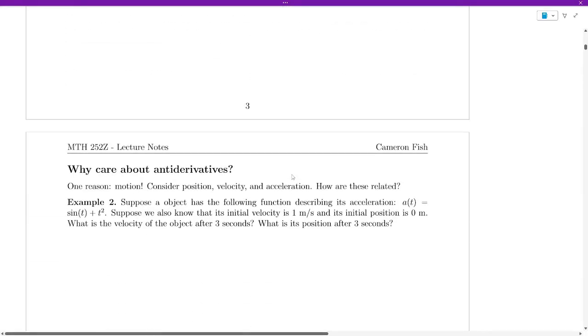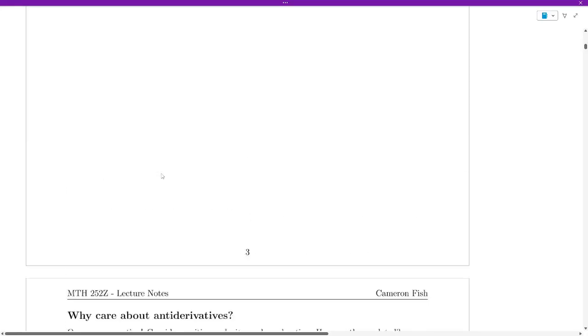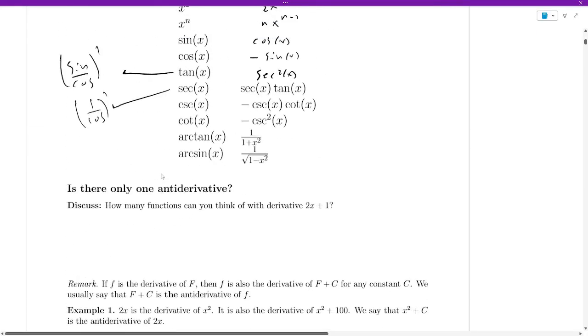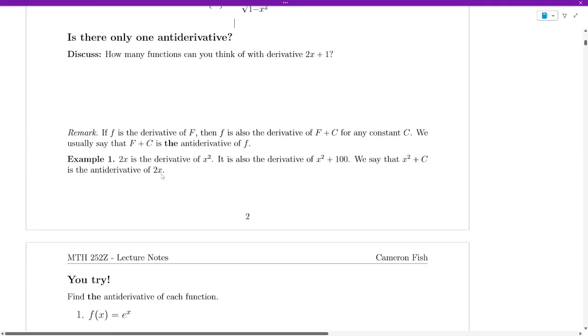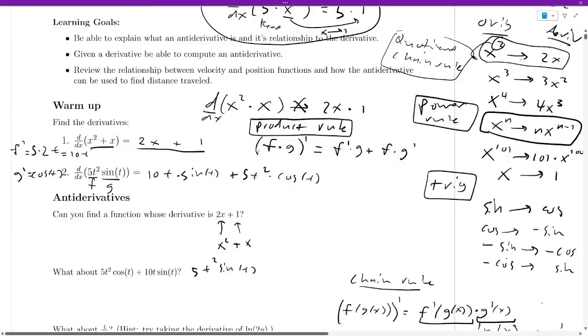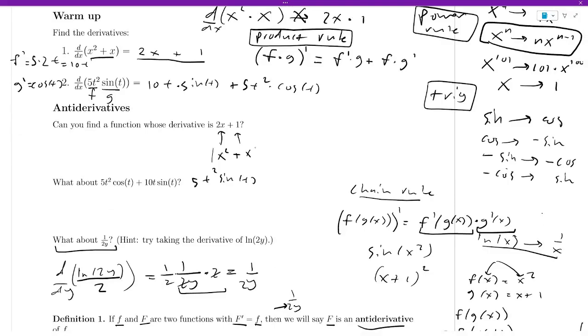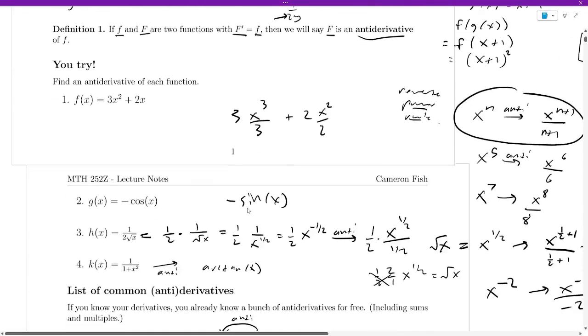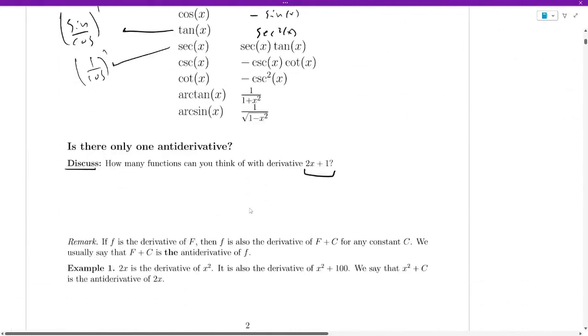Okay, I want to talk about why we would care about antiderivatives in just a second. I do have to mention something really quick first. So maybe pause and think about this. How many functions can you think of with this particular derivative? We found one antiderivative of this function earlier, right? We figured out that x squared plus x was an antiderivative of that function. I'm wondering, can you think of any other ones? Is that the only one that you can imagine? So let's think about that.